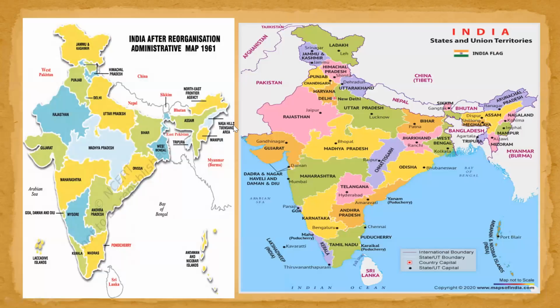So that is how India was reframed or states were reorganized and India got a new map. So you see the India after reorganization, this administrative map, 1961. You see the various states of 1961 and this is the present map. I have made it bigger for you to see nicely.